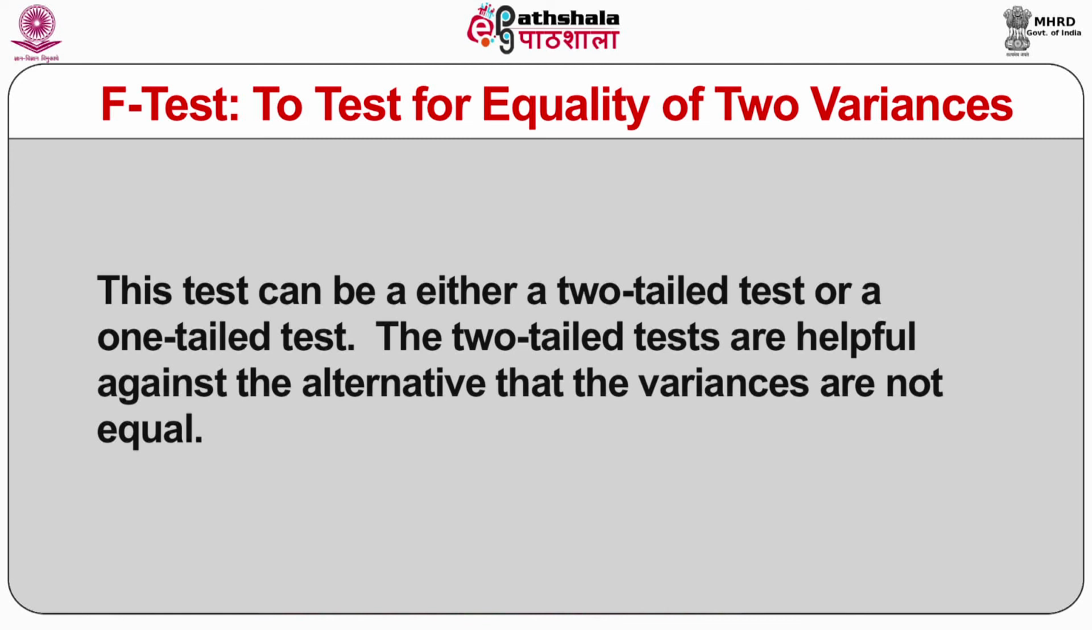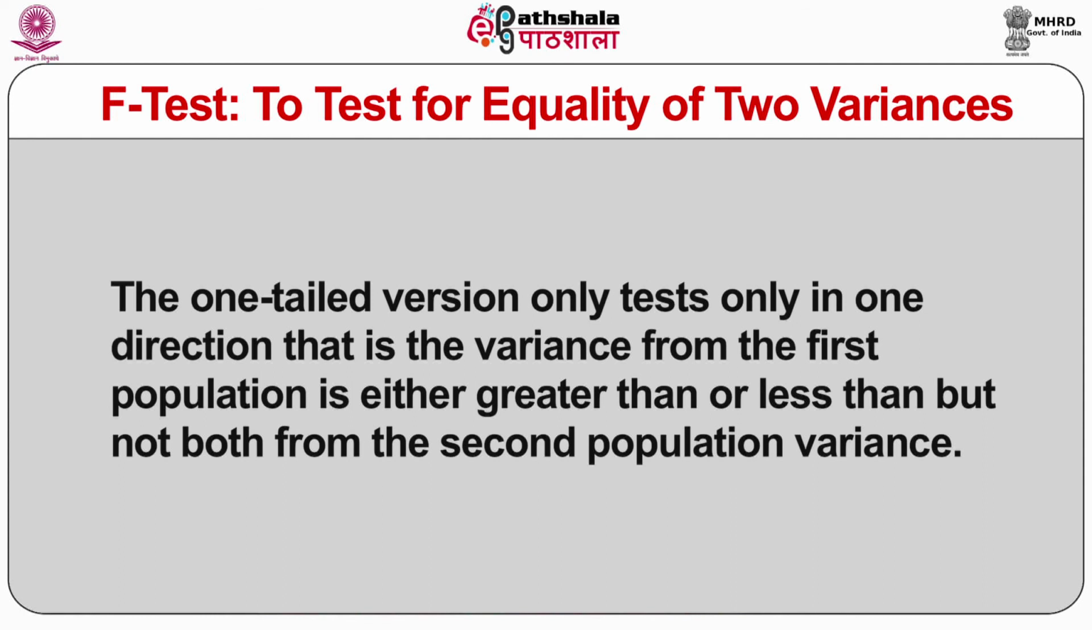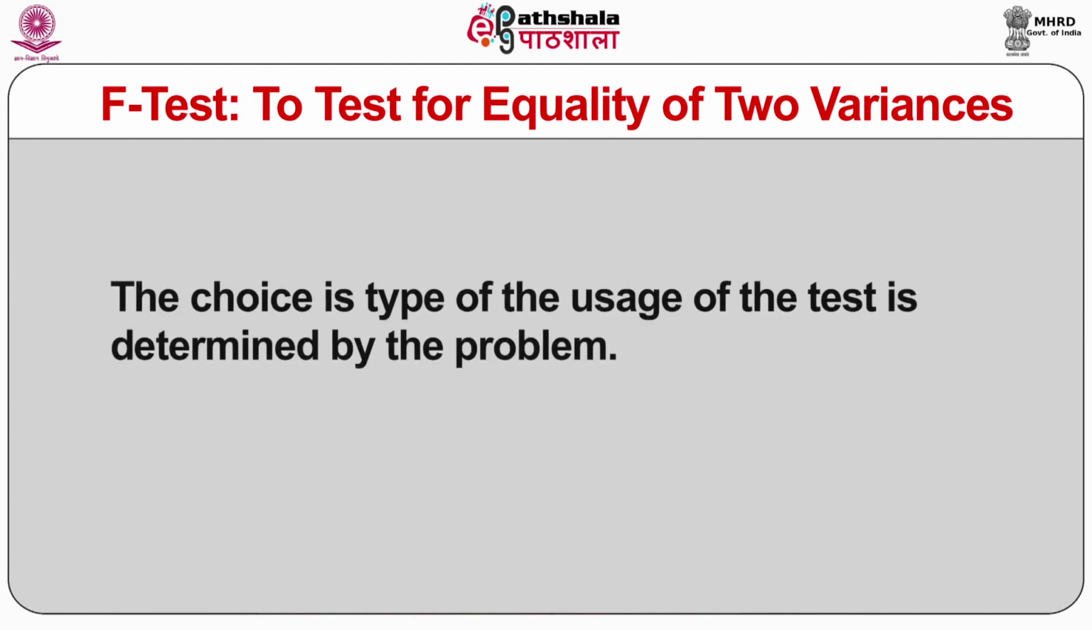This test can be either a two-tailed test or a one-tailed test. The two-tailed test is helpful against the alternative that the variances are not equal. The one-tailed version only tests in one direction, that is, the variance from the first population is either greater than or less than, but not both, the second population variance. The choice of the type of test is determined by the problem. For example, while testing a new process, one may only be interested in knowing if the new process is less variable than the old process.